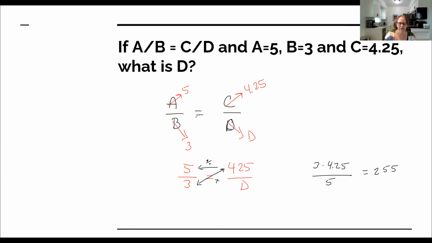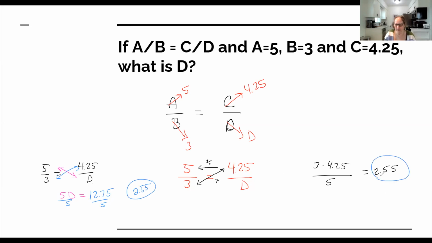Your other option is 5 over 3 equals 4.25 over D. You can cross and leave them together on that side. 5 times D gives me 5D on the left. 3 times 4.25 gives me 12.75 on the right. The 5 is connected to D by multiplication, so I have to divide, and I get 2.55. So either of those ways works.